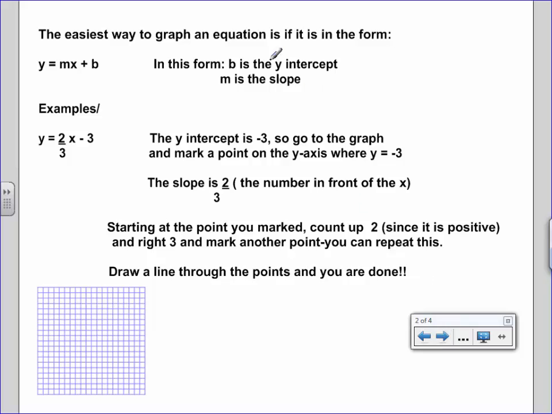The easiest way to graph something is if it is in this form, y equals mx plus b. Again, b is the y-intercept and m is the slope. So here's an example. y equals 2/3 x minus 3. In this case, the y-intercept is -3 because it's minus 3. And the number in front of the x is 2/3. This is the slope. So let's go ahead and draw our x and y axis on this and graph this.